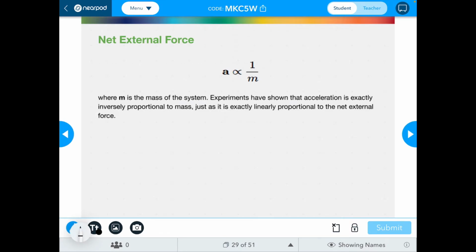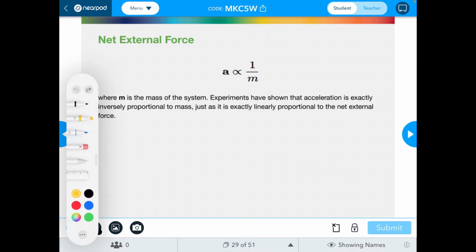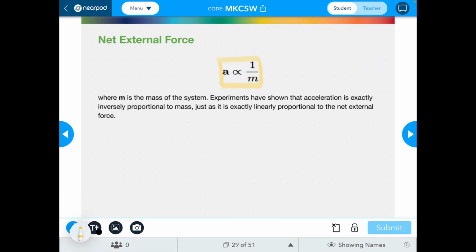And so here's where mass plays in. So acceleration is proportional to the inverse of the mass. Or you can say that the acceleration is exactly inversely proportional to the mass, just as it is exactly linearly proportional to the net external force.